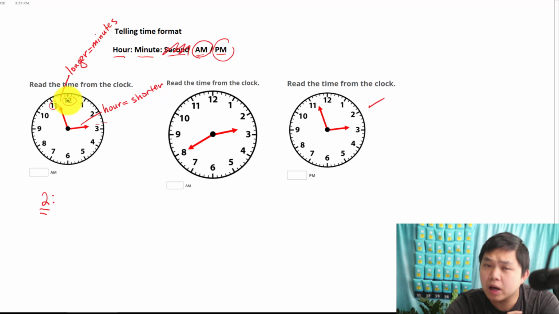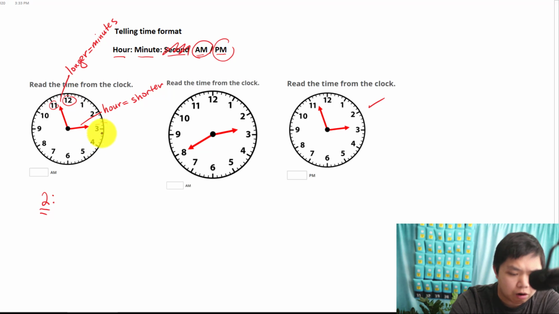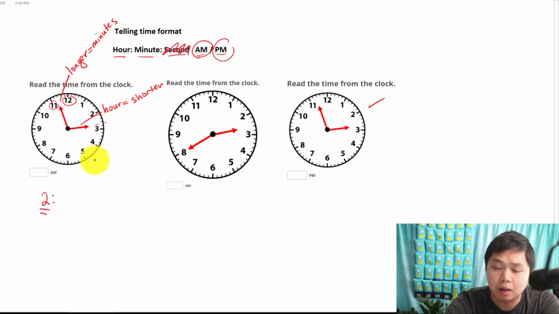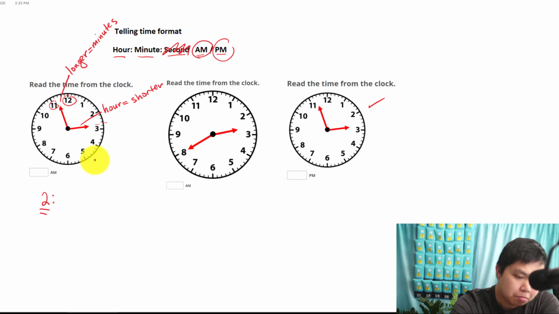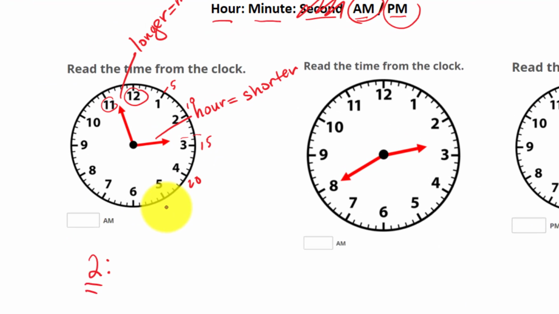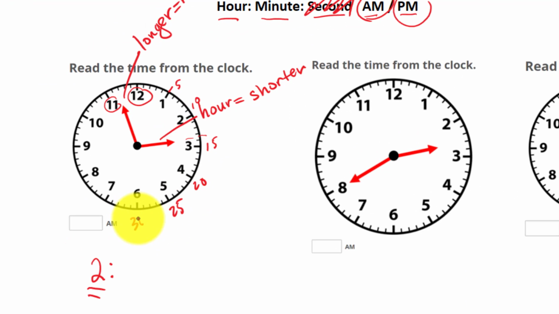So what is going on here? Notice how we have the larger number and we have the little lines between the larger numbers. Well, those are actually the minutes. If we look at this carefully, it counts by 5. So at the 1, we have 5 minutes. At the 2, we have 10. We have 15, 20, 25, 30, 35, 40, 45, 50, and 55. And lastly, we have 60.